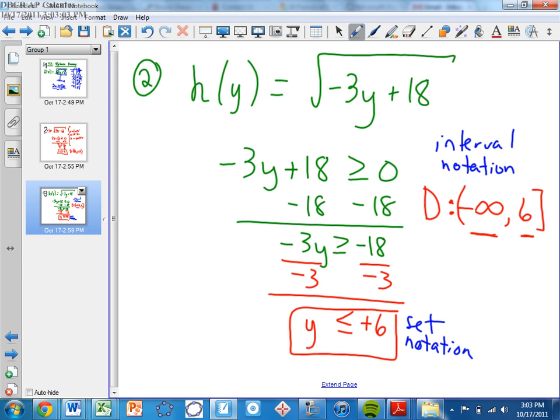If it's going from negative infinity to, let's say, 1,000, instead of a 6, it's 1,000, it's going to be a closed parenthesis. It all depends on the symbol here. See how this is less than or equal to 6? That's what indicates the bracket. If it was just less than 6, it would be parentheses, because that means 6 is not included in the answer. Thus you put a parenthesis. Since 6 is included in the answer, you put a bracket.